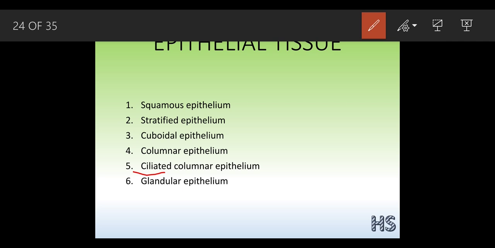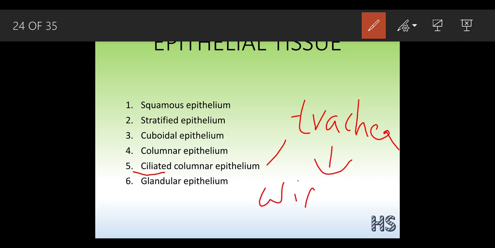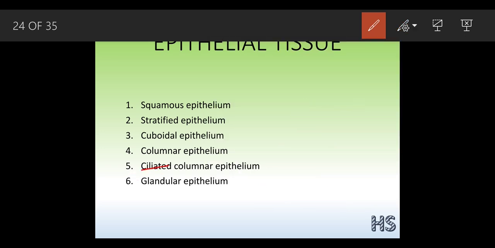Now the ciliated epithelium. Where is this ciliated epithelium present? It is present in the trachea. Trachea is also called the windpipe. What is the function of the cilia? The function of the cilia is that it helps by lashing and moving the materials which enter this region. Okay, this cilia works as a broom.